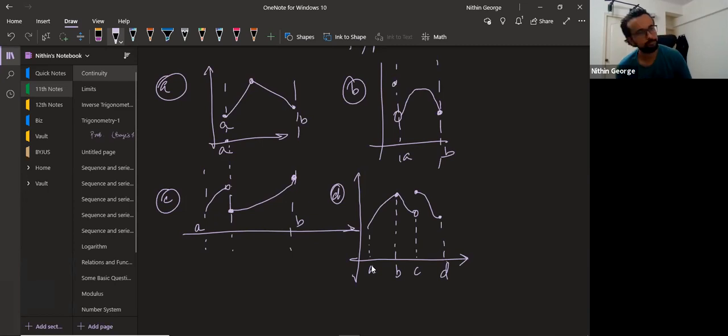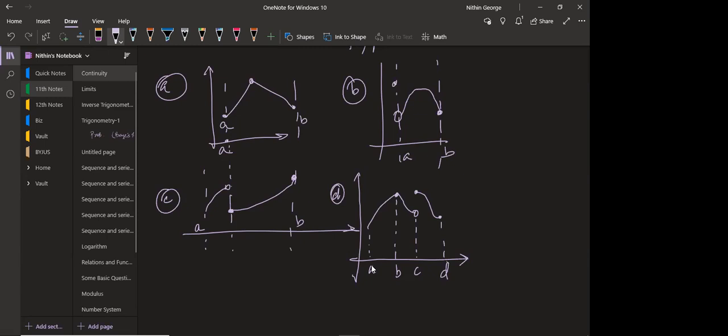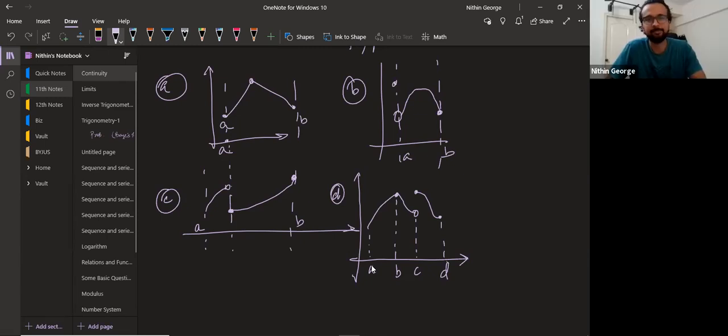In the first part, is IMVT applicable? Yes, sir. Then in the second part, is it applicable? No, sir. Why no? At f of A, it's discontinuous. Lovely, correct. Guys, all of you got this?